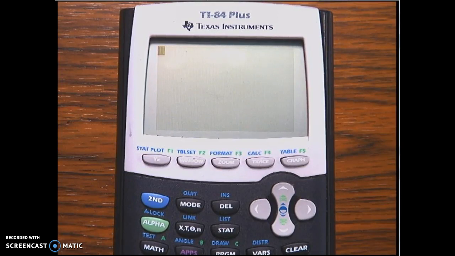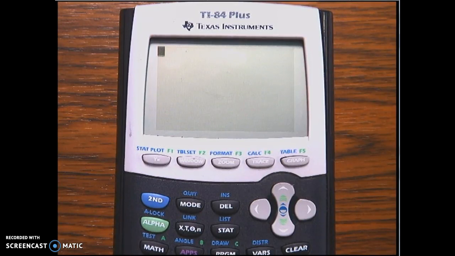There's two different methods here. One that will work for the TI-83 and the TI-84, and a second method that will only work for the TI-84. I want to show you the method first that works on both the TI-83 and the TI-84.